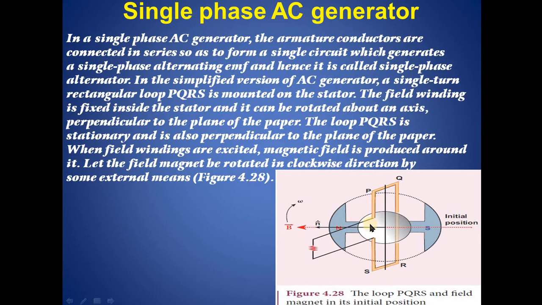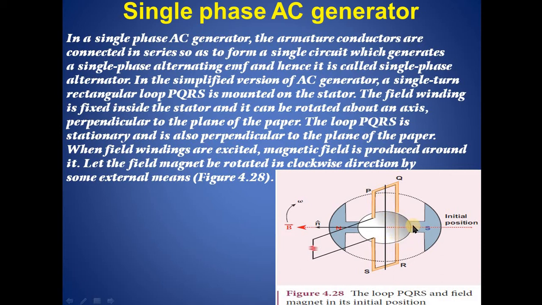This single armature, the conductors are connected in series. Here this is the series pattern so as to form a single circuit which generates the single phase alternating EMF, and hence it is called single phase alternator. In the simplified version of AC generator, a single turn rectangular loop, named PQRS, this rectangular shape of loop PQRS is mounted on the stator.